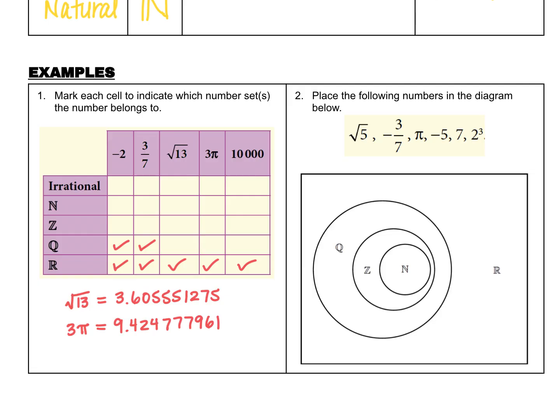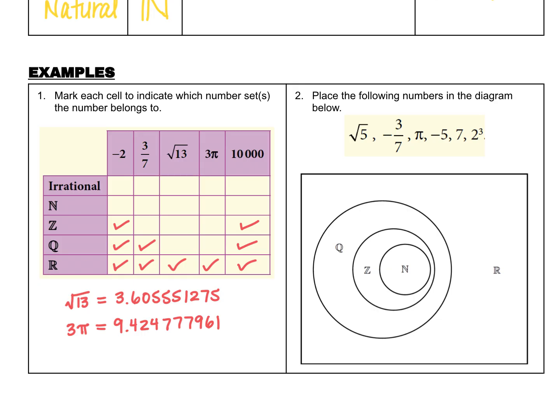It's 10,000 over 1. So next, we're going to write numbers that can be an integer, which means a number that is either a positive or negative whole number, meaning no decimals. So -2 is a positive or negative whole number. 3/7, the square root of 13, and 3 pi, they have decimals if you were to put it in the calculator or divide by hand or multiply by hand. And then you have 10,000, which is a positive whole number as well. So it is an integer.